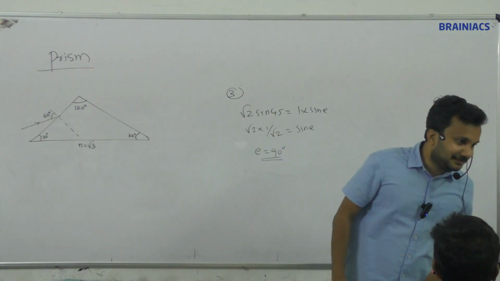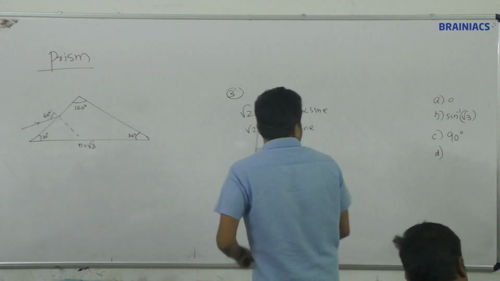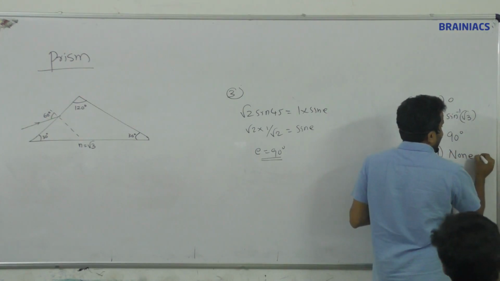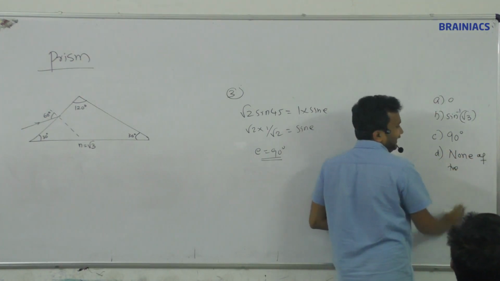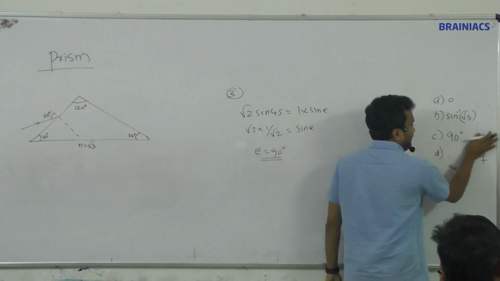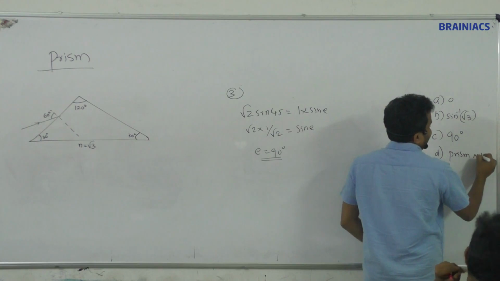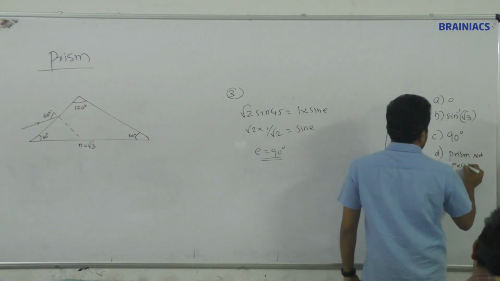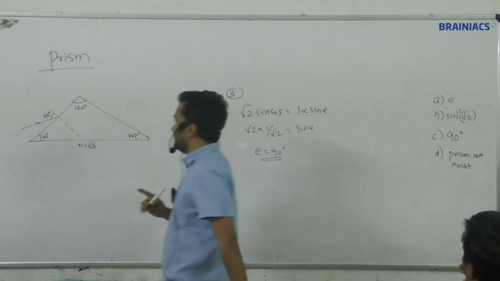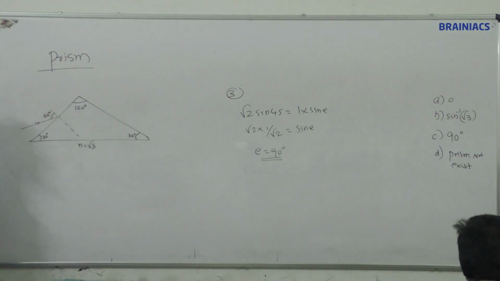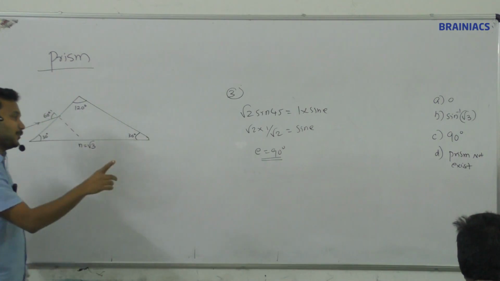This prism cannot exist. So none of the above. This will come, right? Anyway, that will be the option. Prism does not exist? Prism does exist. Why? Because 120 plus 90 plus 30 is 180. The prism will definitely exist. You can say the question does not exist.